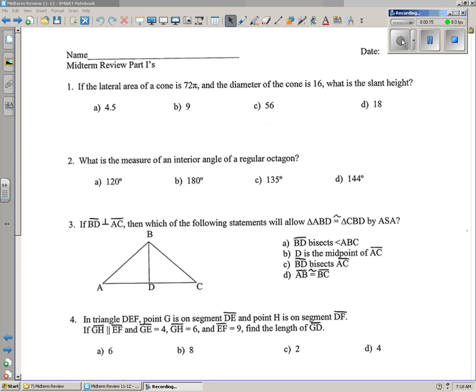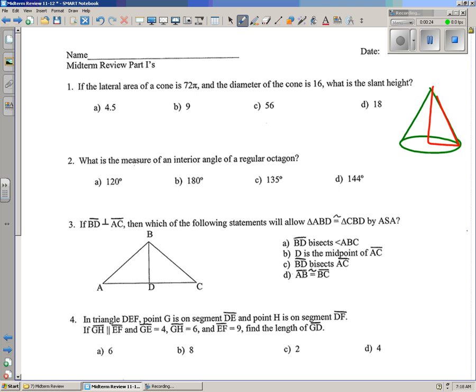So the first thing you do anytime you have a cone is you need to draw a cone. Very important. And draw in that right triangle that's in the middle here, like so. Then they told us the diameter was 16, which means the radius is 8. They want us to find the slant height. They gave us the lateral area of the cone. So you need to go to your formula sheet and look up the lateral area formula for a cone.